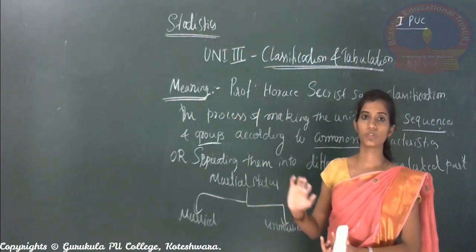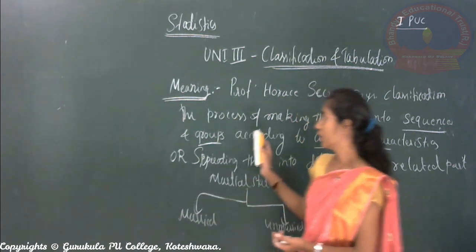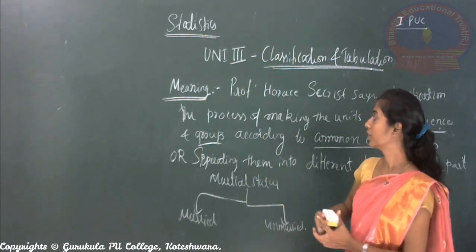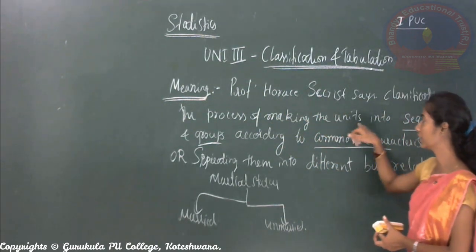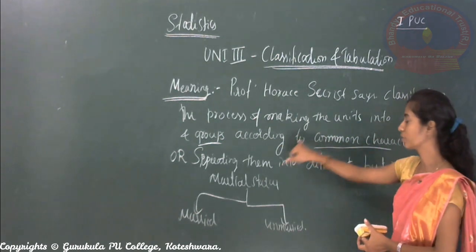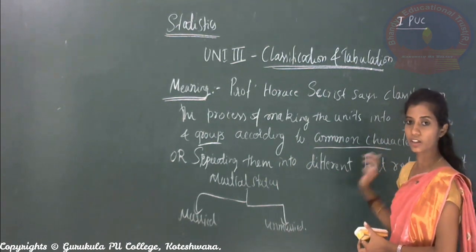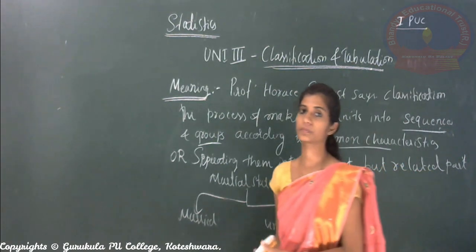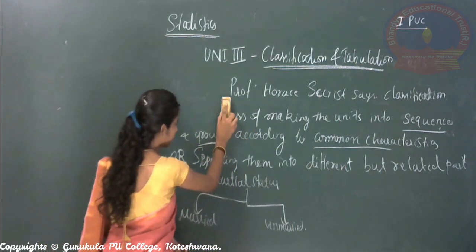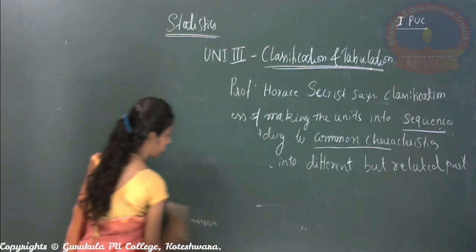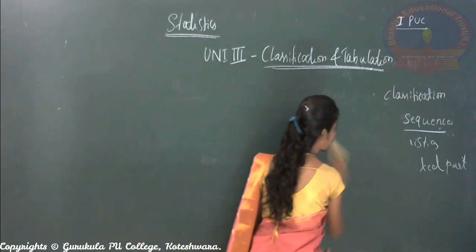Now let us move towards the definition of classification. Note down, students. Professor Secrist says classification is the process of making the units into sequences and groups according to common characteristics, or else separating them into different but related parts. Now, the definition of classification here. It is related to the meaning itself.